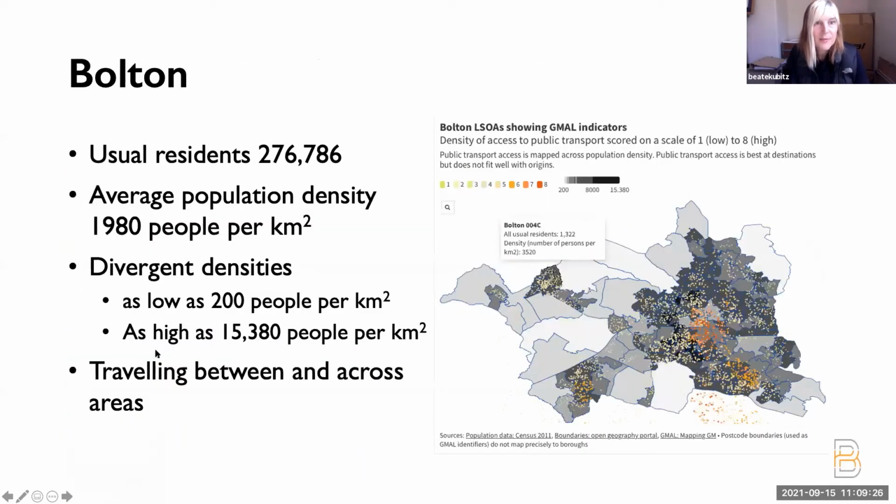To work out how to do this better, back to Bolton. Bolton has got 276,000 residents, and it's generally just under 2,000 people per square kilometre, but it's very divergent. And that means that if you go into the edges of Bolton, you can travel quite a long way to reach your destination. It's a very lumpy population distribution and a lumpy set of destinations.